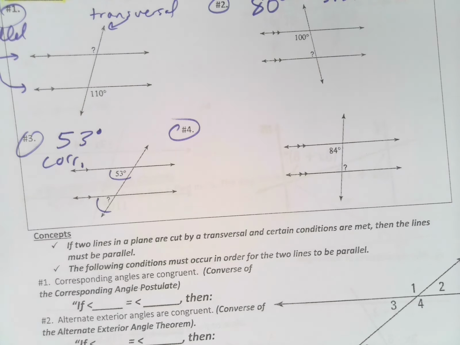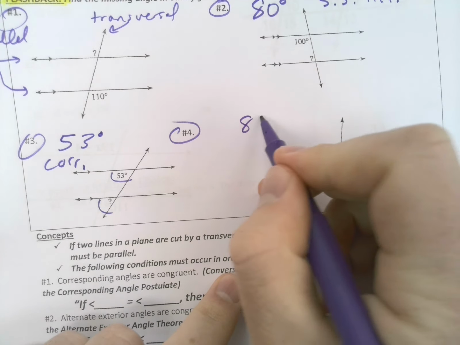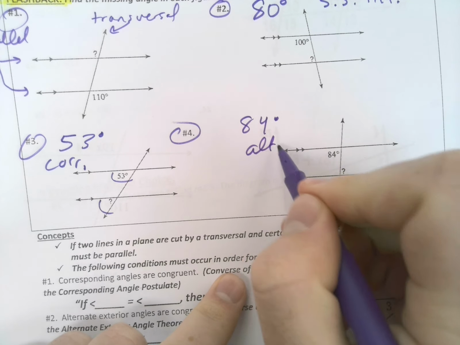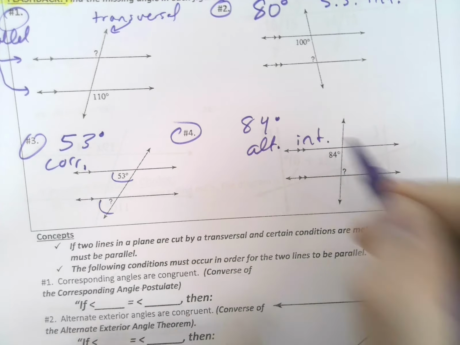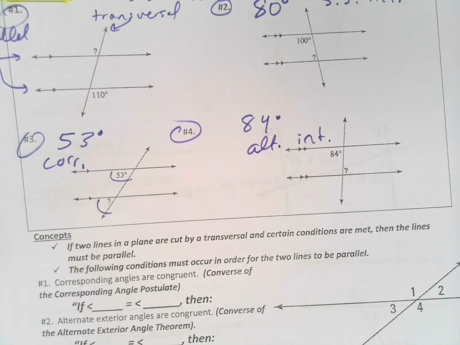We got Kinsey. How about number 4? 84, because what kind of angles are these? Yes, ma'am. Alternate interior angles. Beautiful.